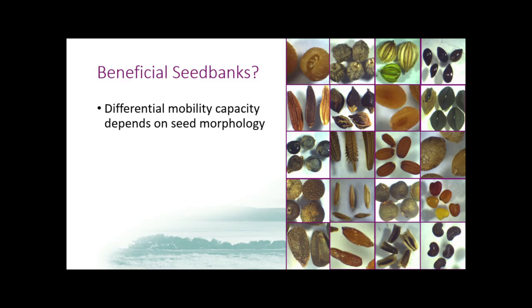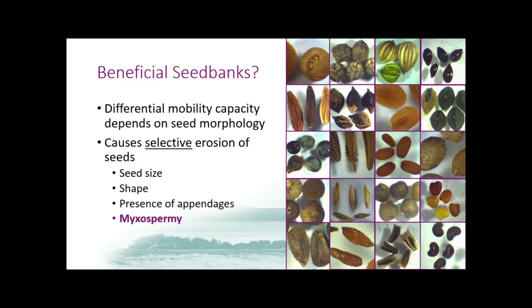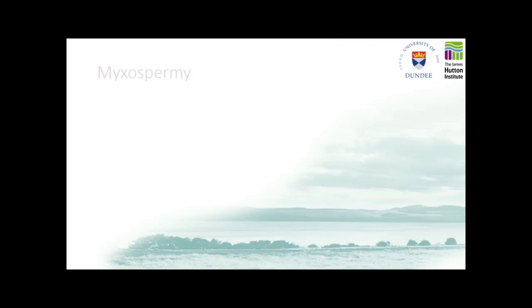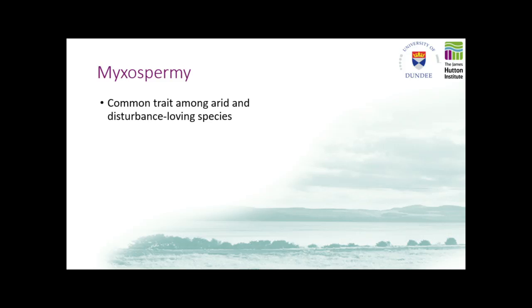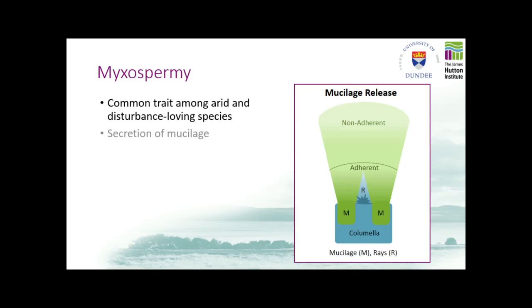Dispersibility of a seed depends on their morphology, so this causes selective erosion of the seeds as well, based on their size, their shape, whether they have hairs, whether they have wings, and then also this trait here, which is called mixospermy, and this is the trait that we're focusing on in my project. So what is mixospermy? It's a common trait among arid and disturbance-loving species, which makes them prevalent in agroecosystems. The trait is, in the general sense, the secretion of mucilage.